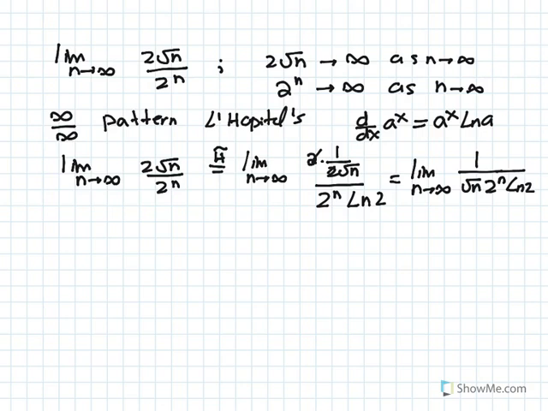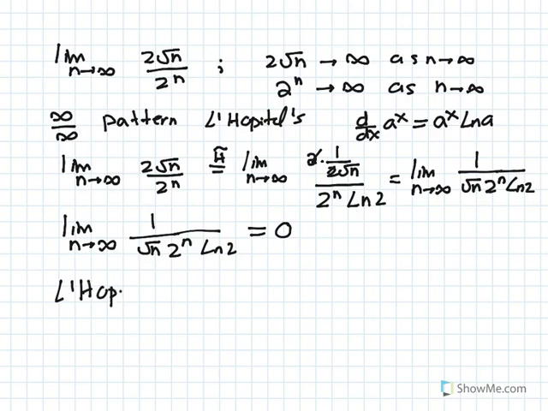Now this limit is just going to be 0 because the numerator is just 1, a constant, and the denominator grows very rapidly because it's a product of a root function and an exponential function. So the limit as n goes to infinity of 1 divided by root n times 2 to the n times log 2 is equal to 0. So by L'Hopital's rule, the limit as n goes to infinity of 2 root n divided by 2 to the n is equal to 0.